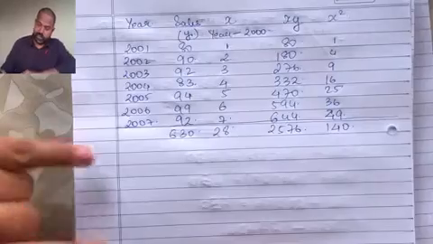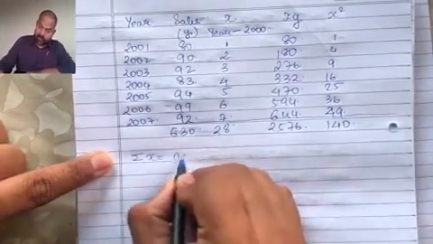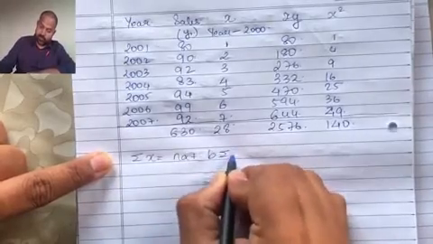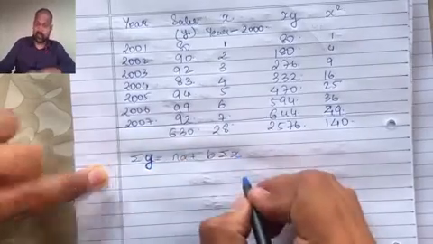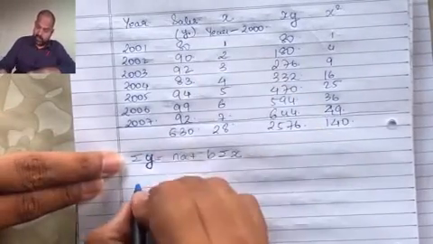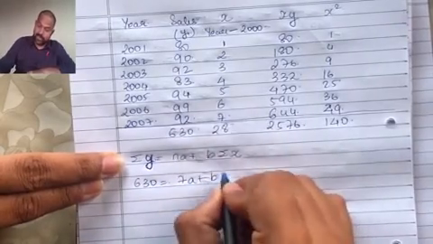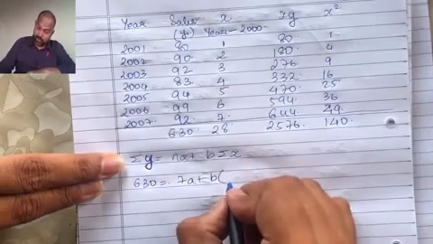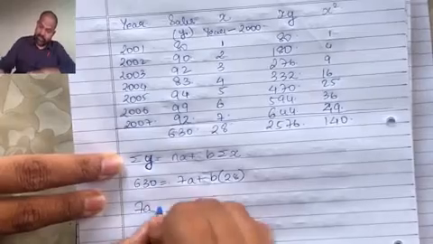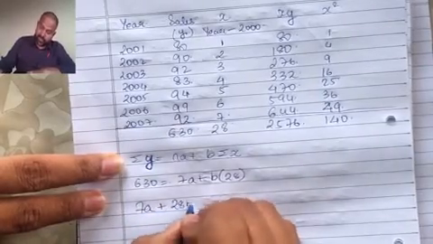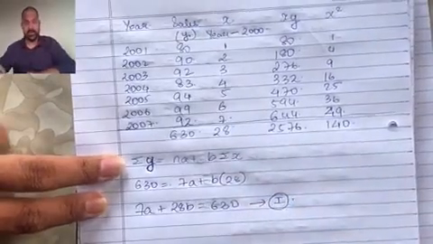Now what? We start creating our first equation, and that is sum of y is na plus b sum of x. Sum of y is still 630, n is 7, sum of x is 28. So if I write this here and that there, I get 7a plus 28b is 630, and this is my first equation in a and b.